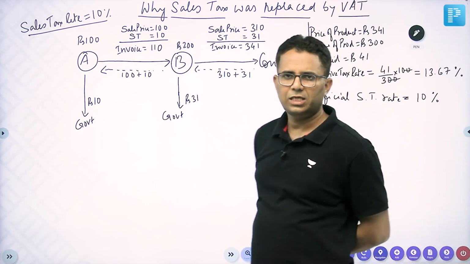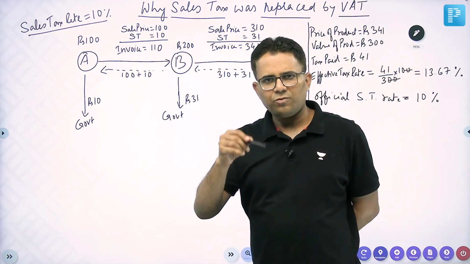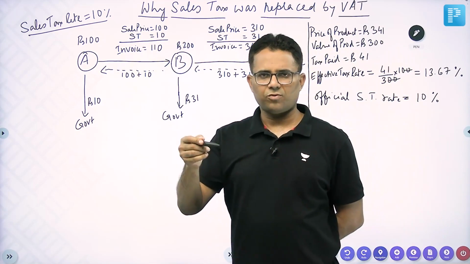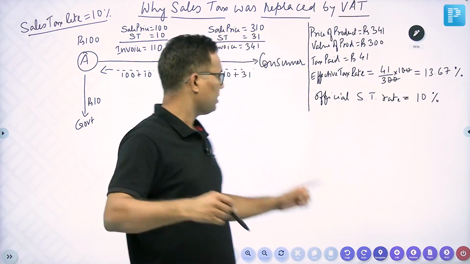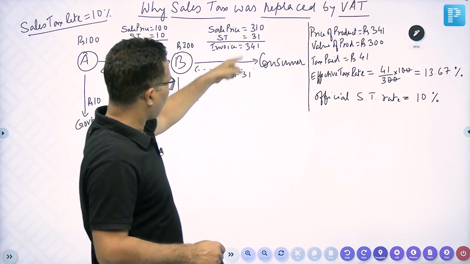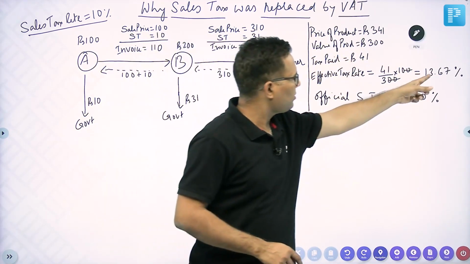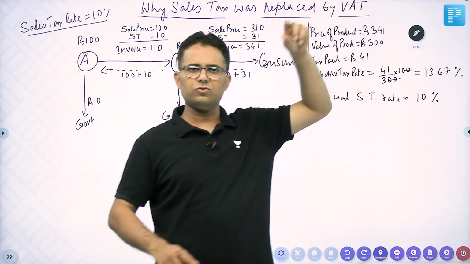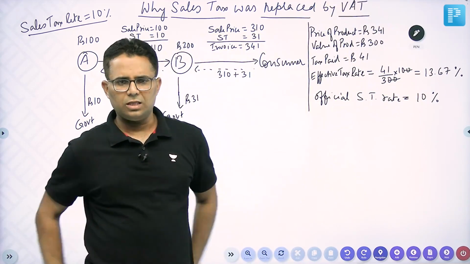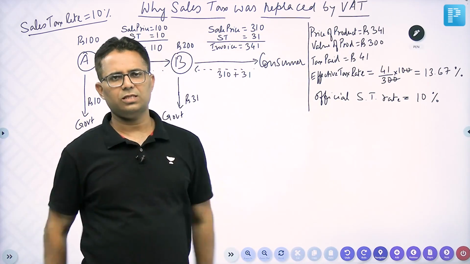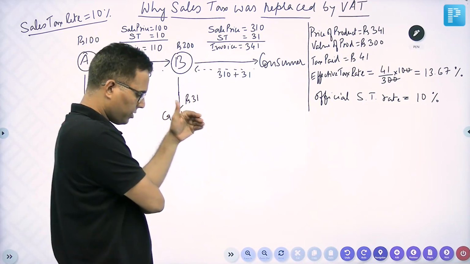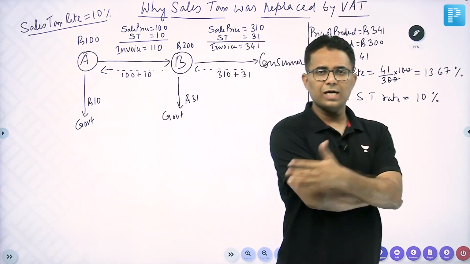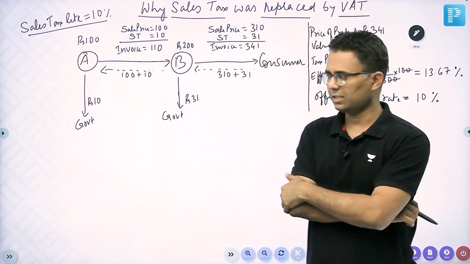Tax on tax, cascading effect of tax. So because of tax on tax, the cascading effect of tax, the effective tax rate has increased. And if this chain goes a little longer, this effective tax rate will be much higher, 15%, 20%. This was the major challenge with sales tax, that the effective tax rate used to be much higher than the official sales tax rate.